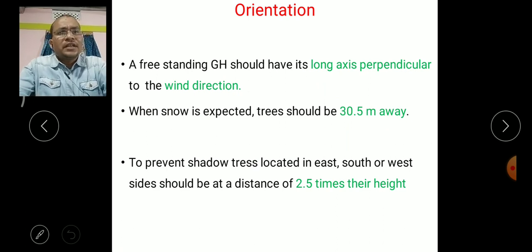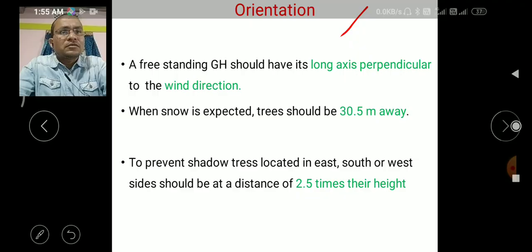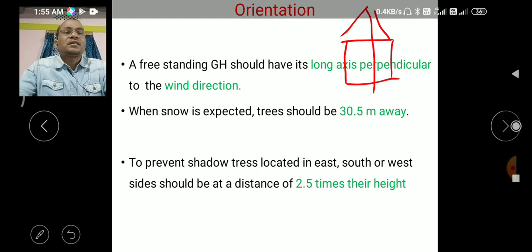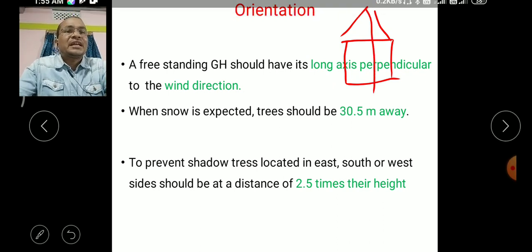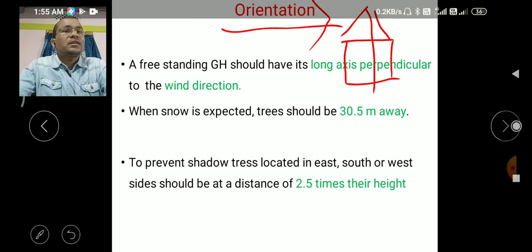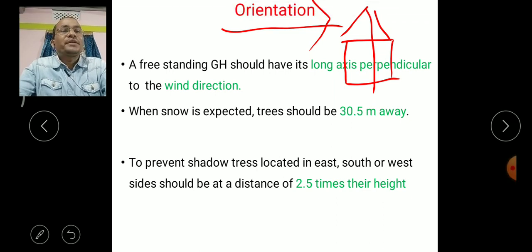Normally the greenhouse structure is like this. This is your greenhouse structure, and this is your vertical axis. Normally a freestanding greenhouse should have its long axis perpendicular to the wind direction. If the wind comes from this direction, the axis should be perpendicular, with no alignment or leaning, so that should be considered.